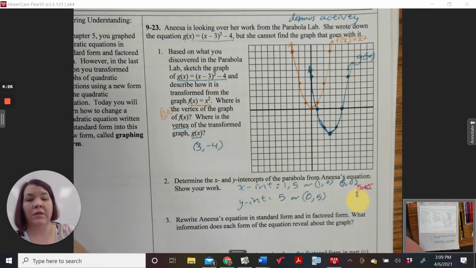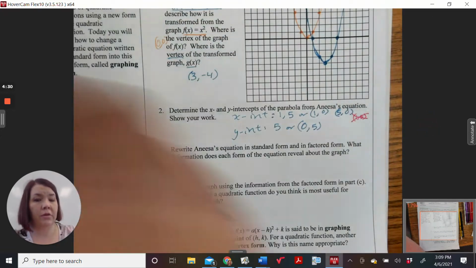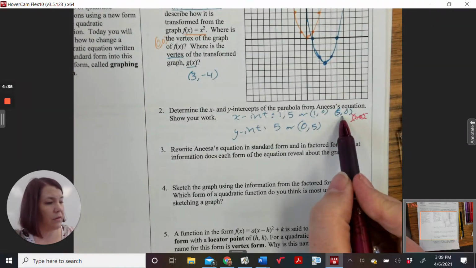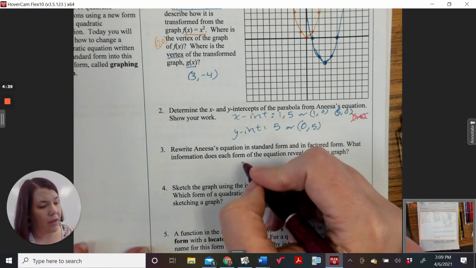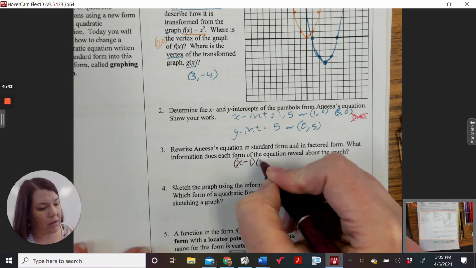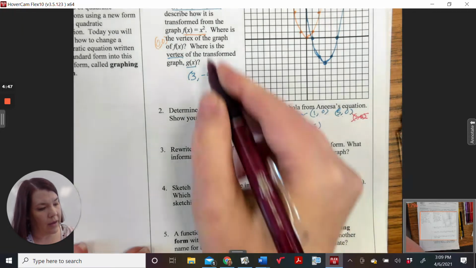Rewrite Anissa's equation in standard form and factored form. I'm actually going to do factored form first. For factored form, I'm going to use my factors here, and I have x minus 1 times x minus 5, if you recall. And that is g of x.